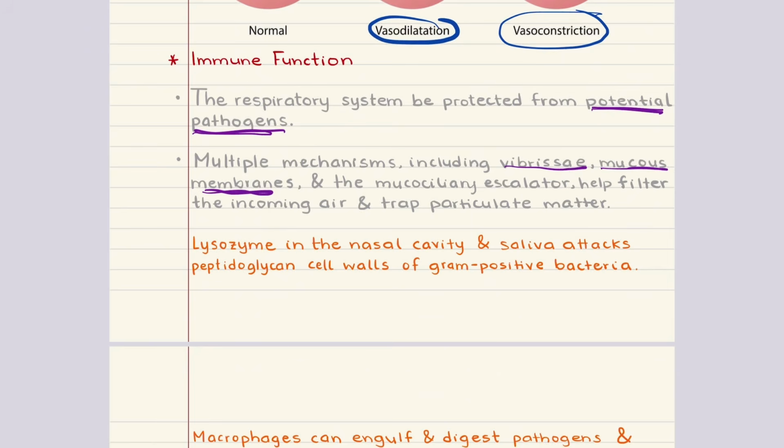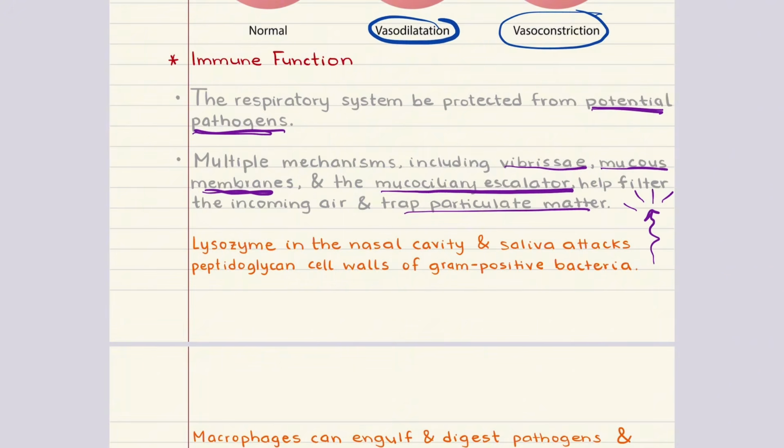Next, we have the mucociliary escalator. This is a coordinated system of mucus and cilia. The mucus traps pathogens and debris, and the cilia beat upwards to move that material towards the throat, where it can be coughed up or swallowed or expelled in some way.